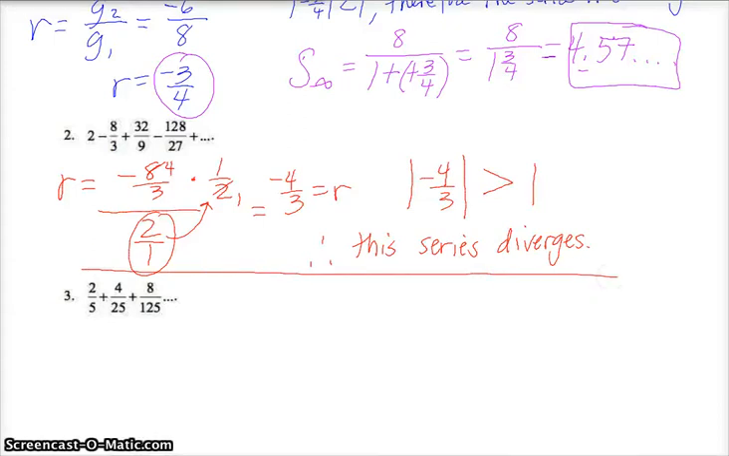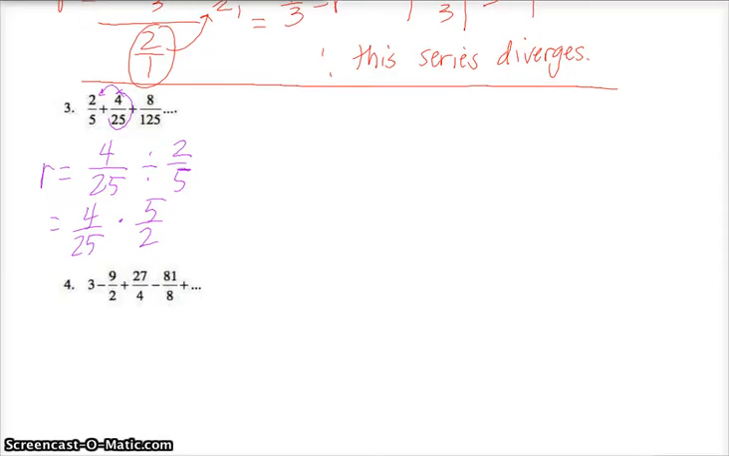Finally, our last one, we would first find the common ratio. So I'm going to take 4/25 and divide it by 2/5. But remember, I took the second term divided by the first term to get the common ratio. When I divide fractions by each other, I multiply by the reciprocal. So here we have it. I guess this isn't the last one. I go 2 into 4, 5 into 25. So it looks like my common ratio is 2/5.